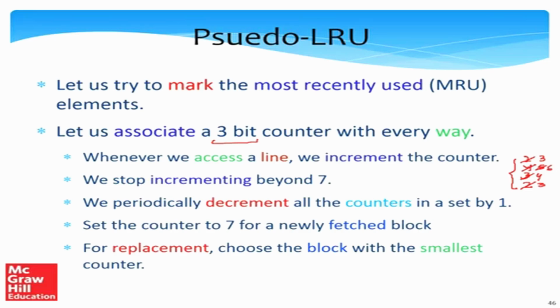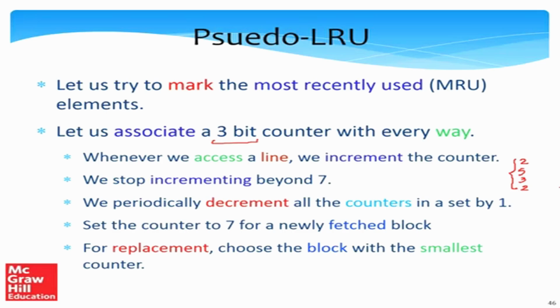Then we periodically decrement all the counters in a set by 1. Periodically, every few 100 cycles or 1000 clock cycles, we decrement the counters by 1. So instead of 3, 6, 4, 3, we will have 2, 5, 3 and 2. So why do we do this? Because if we don't do this, ultimately all the counters will reach 7 and remain at 7.